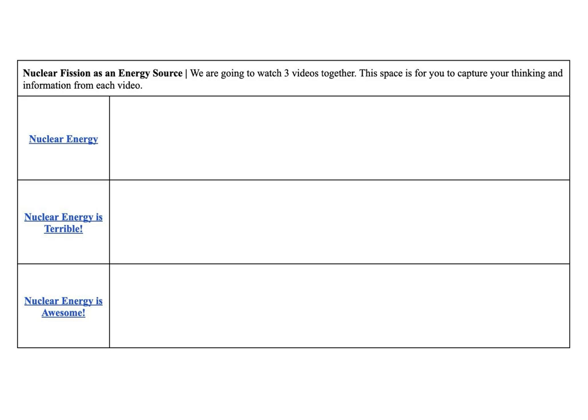So what you're going to do now is you are going to watch 3 videos: nuclear energy is terrible, and nuclear energy is awesome. Okay, I need you to write at least 4 bullet points of notes per video. Okay, so 1, 2, 3, 4. If you have more than 4, that is totally allowed, but the minimum is 4.